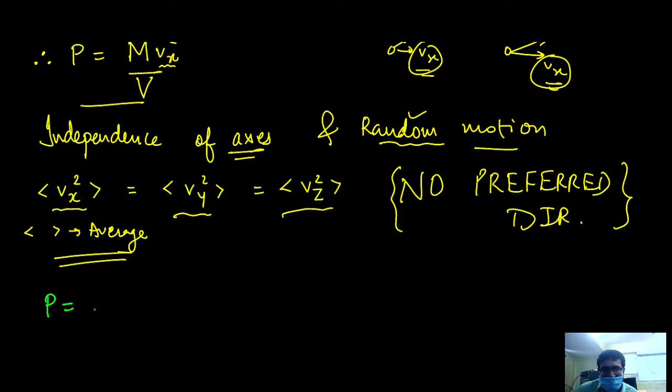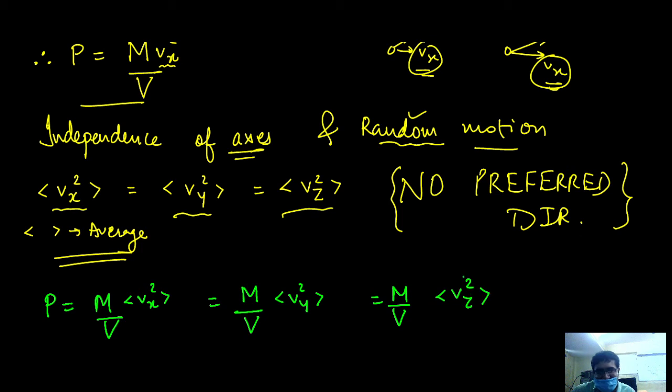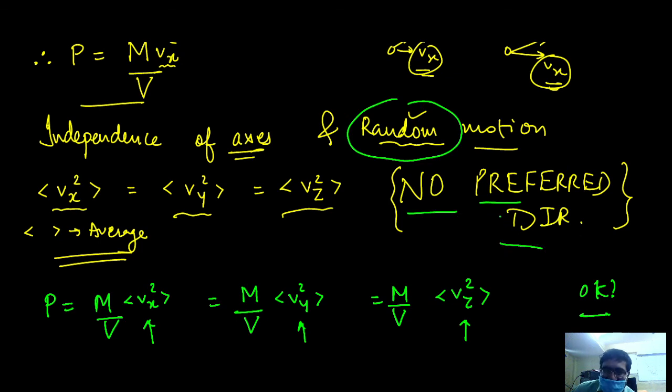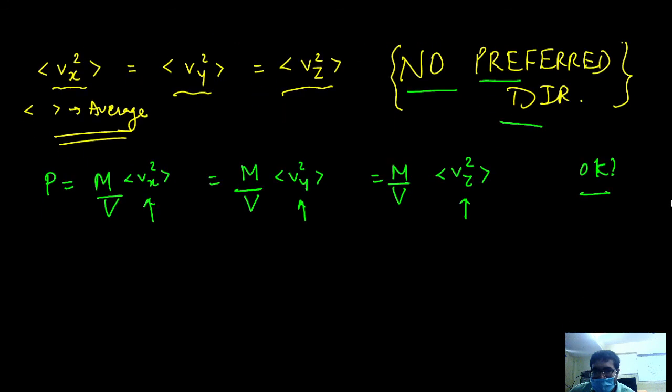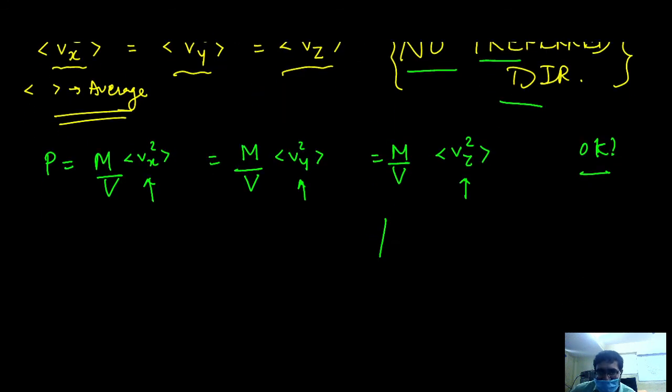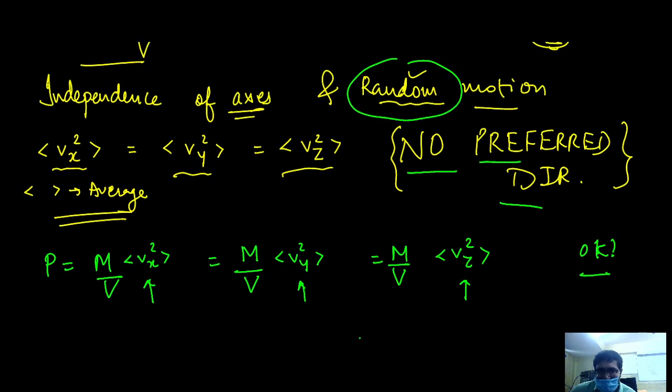So I can write P is equal to m average of Vx squared by V, which is also equal to m by V average of Vy squared, and is also equal to m by V average of Vz squared. Is this step okay? Again, why are the three equal in x, y, and z? Because the motion is random, and random means there is no preferred direction. So as it goes in x, it goes in y. Also don't forget x, y, z are our choices. The gas molecules go anywhere. You could take x here. Does that change anything? No. So there is no preferred direction, and x, y, z are all more or less the same, whether you consider this or that.